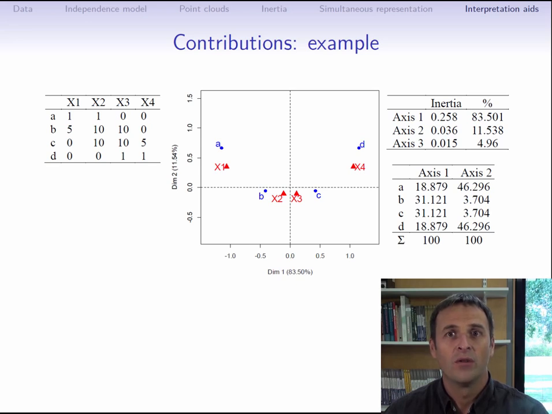The first dimension dominates with 83% of the total inertia, so we are going to stop right there. It separates columns X1 and X4, where we see that X1 was mostly characterized by rows A and B, and X4 by rows C and D. On this dimension, the coordinates of A and D are much more extreme, or further out, than those of B and C. Now let's look at contributions.